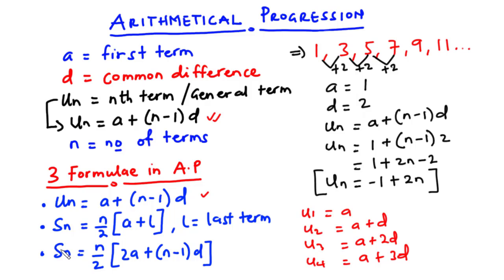Now for the third one, if you are given the first term and the common difference, you can as well find the sum of the first n terms of an AP. So basically these are the three main formulas we are going to consider when solving questions related to AP. Now let's move ahead and solve some questions.